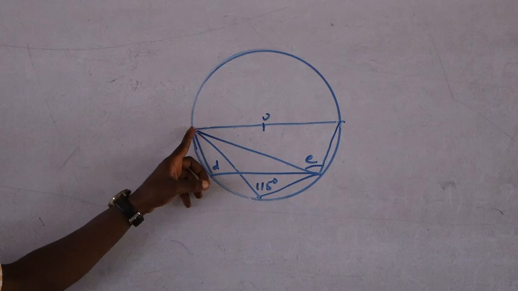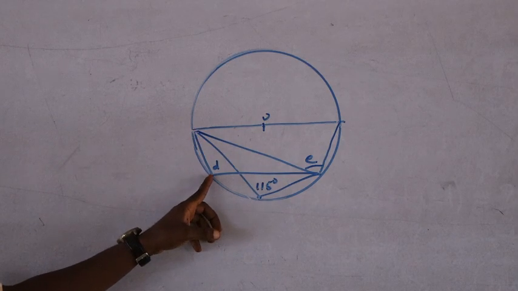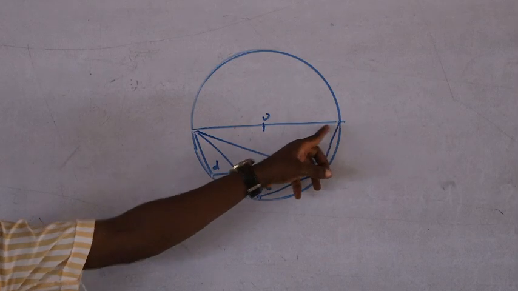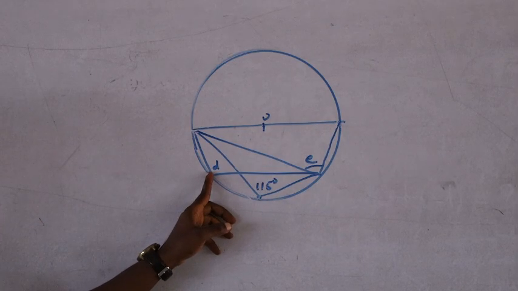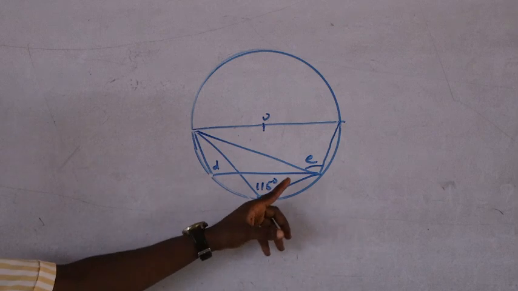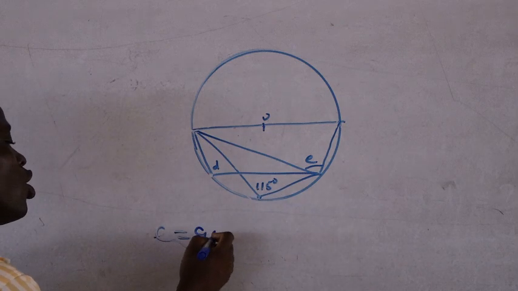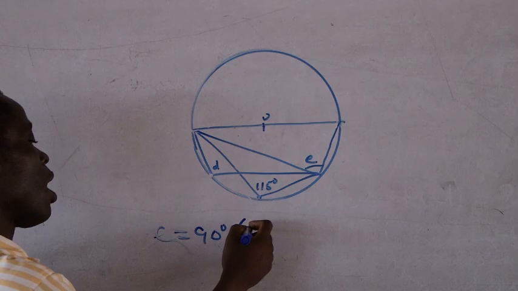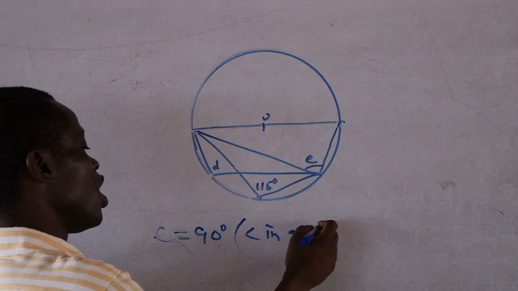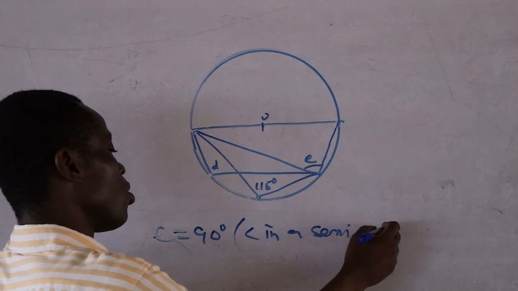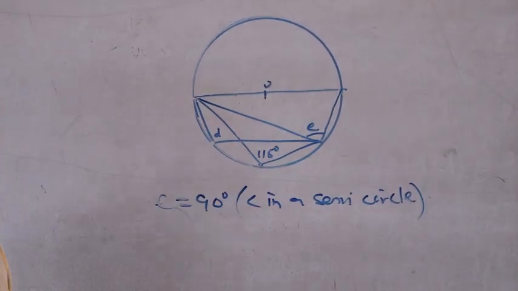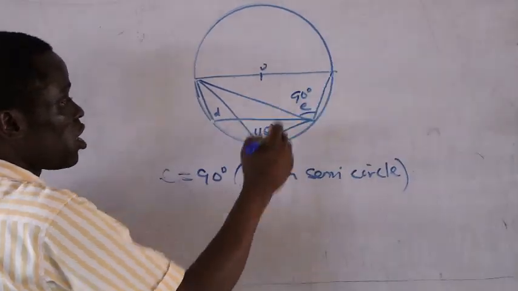Okay, look at this. From here, if you draw a line and you stop here, and you now join this point to this one, the angle is now 90. Are you with me? Yes. So this angle here is 90 degrees. And what is the reason? Angle in a semicircle. That is 90 degrees. E is 90 degrees.